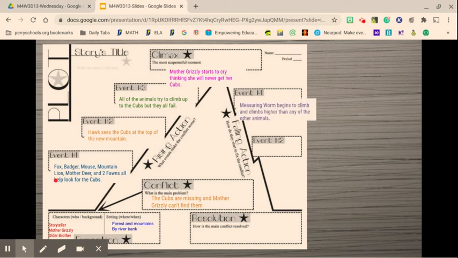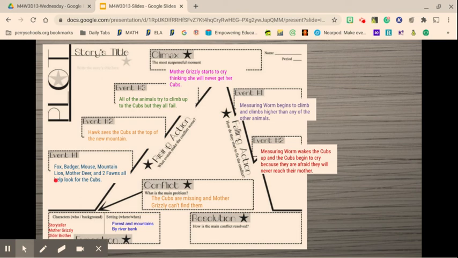The correct answer is that the inch measuring worm begins to climb up and climbs higher than any of the other animals. The measuring worm is trying to help to get the cubs down. We continue into the next piece, and this is where measuring worm gets to the top, and he wakes the animals, and they are afraid that they are never going to see their mother, and they start crying. So we still don't really have that solution yet, but we know that we're getting very close.